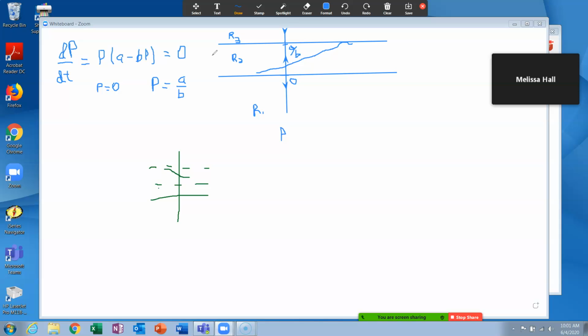Okay, so there are your 3 regions. Region 1, P less than 0. Region 2, between P equals 0 and P equals A over B. And region 3, anytime P is greater than A over B. Now, these are good for all real number t's, okay? Negative infinity to positive infinity. No restrictions there, okay?